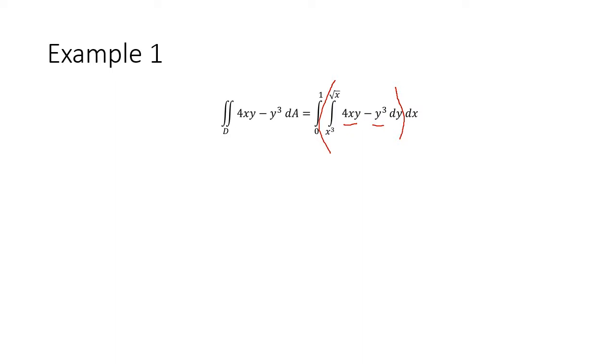So for the first term, 4xy, what's the antiderivative of y with respect to y? Well, 1/2 y squared. And then I can simplify that, because 4 times 1/2 is 2. And then the antiderivative of y cubed is 1/4 y to the 4th.